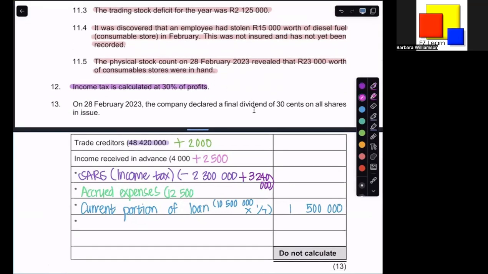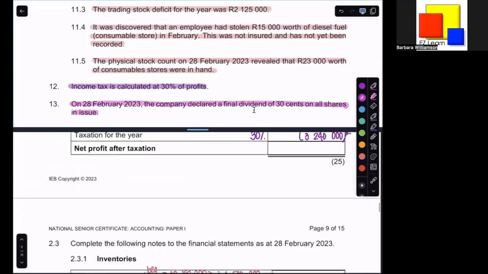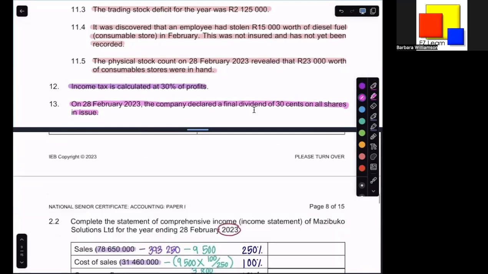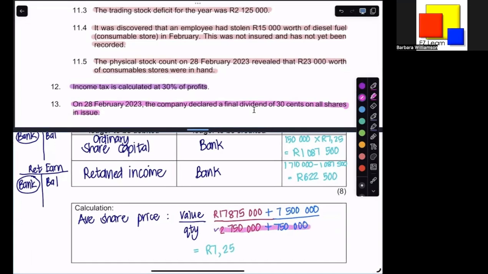And the last adjustment says that on the 28th of February, the company declared a final dividend of 30 cents on all the shares in issue. Remember that we did go and work out how many shares were in issue at the beginning of the question. Over here, we had a total quantity. So that is the number of shares that we'll need to use to work out what my final dividend is going to be.